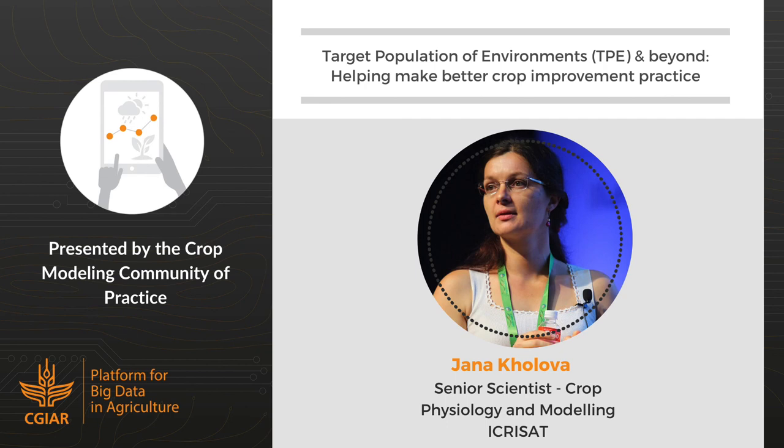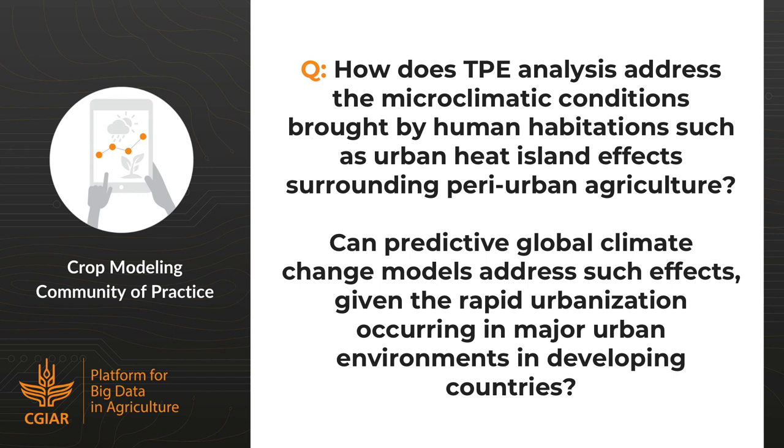Now I'm going to address a question to Diego. How does TPE analysis address the microclimatic conditions brought about by human habitation, such as urban heat island effects in peri-urban agriculture? And can predictive global climate change models address such effects, given the rapid urbanization occurring in major urban environments in developing countries? One thing that is getting more and more attention, besides the warmer temperatures due to the human intervention, the CO2 increase and increase in temperature in the future scenario, is also raising some concerns: the increase in ozone and pollution from the cities.